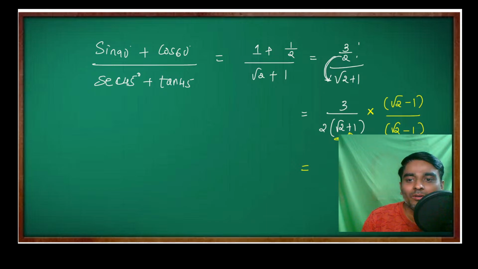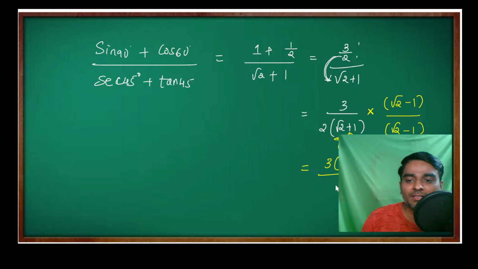What will happen next step? Let's multiply this 3 root 2 minus 1 divided by... Now look at this denominator. Is it looking like A plus B into A minus B? The denominator will always be A plus B and A minus B. What is A plus B into A minus B? A square minus B square, right?